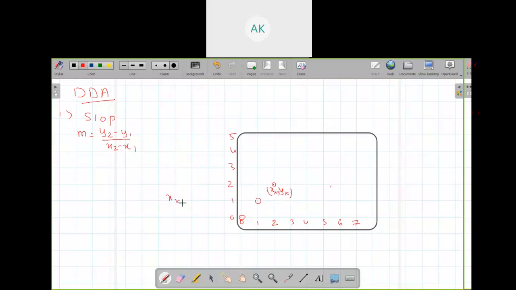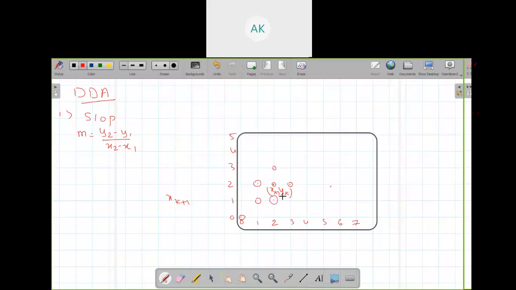xk plus 1 means the next point in your primitives. If you are drawing a line and your current point is xk, the next point we call xk plus 1. Which point are you going to select? We are moving in this forward direction, or it may be this point, or this point, or maybe this point.